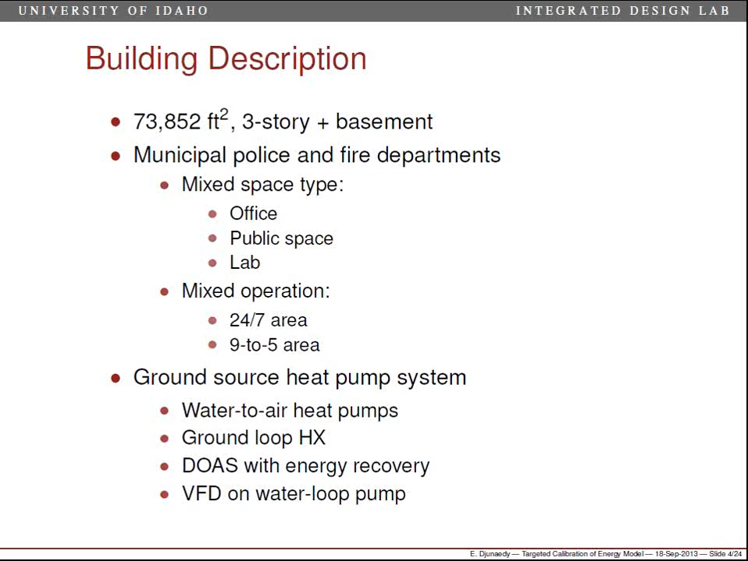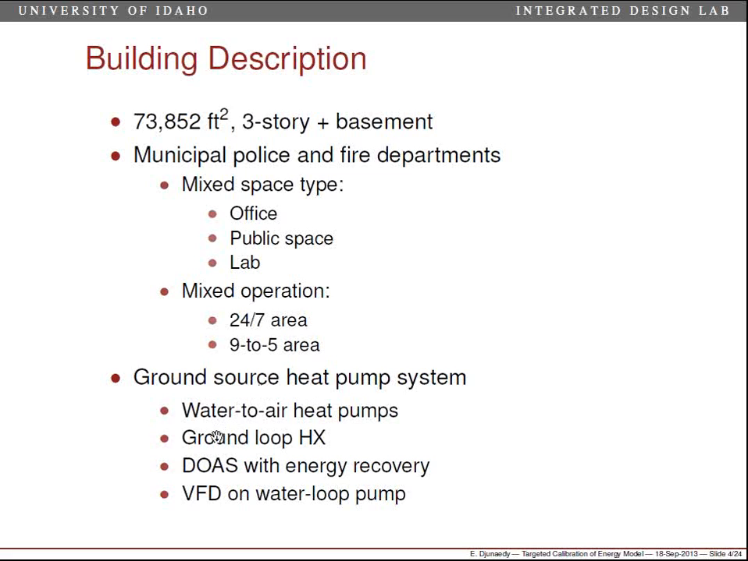The building uses a ground source heat pump system, and what it means is that it uses water-to-air heat pumps that extract or bring in heat, exchanging heat from the air to the water loop, and then the water loop is connected to a ground loop heat exchanger that will dump the heat down into the earth.